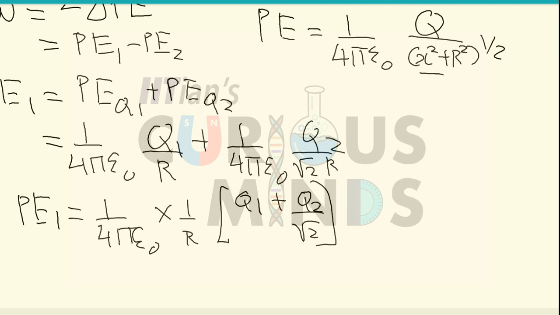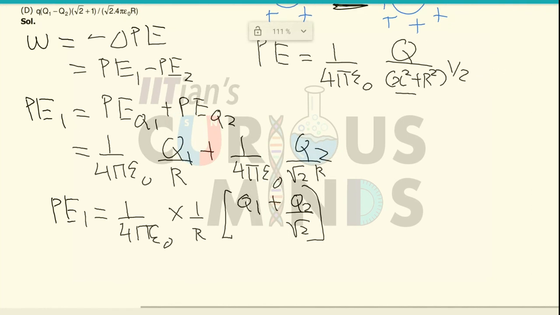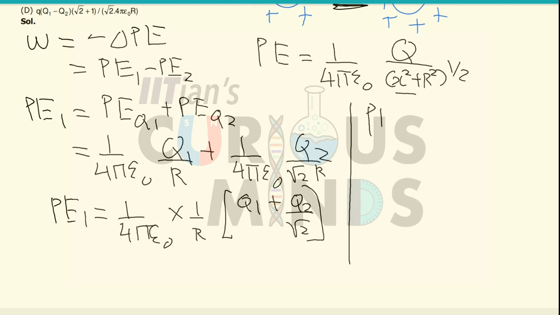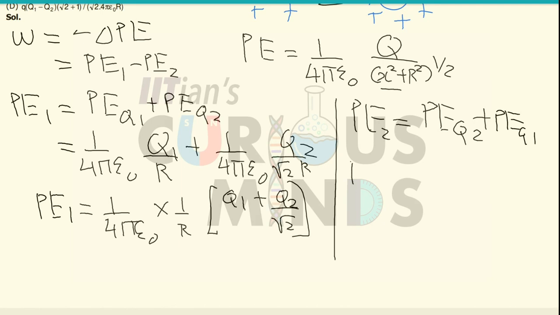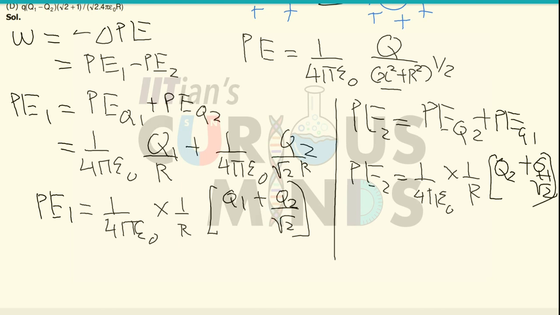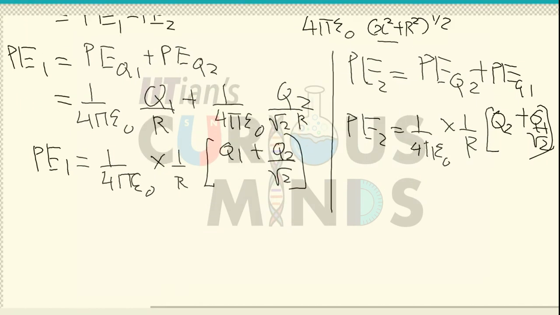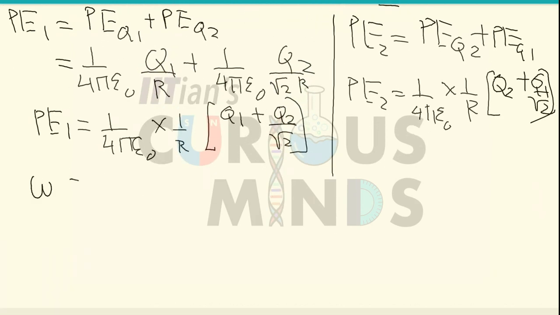Similarly the potential energy in the second case can be found using the same method. That is, in the second case the potential energy will be equal to the potential energy due to the charge q2 plus the potential energy due to the charge q1. Only the values will be exchanged. So the potential energy in the second case will be equal to 1 by 4 pi epsilon naught into 1 by r into q2 plus q1 divided by root 2, where q1 and q2 are exchanged. So the work done will be equal to PE1 minus PE2.